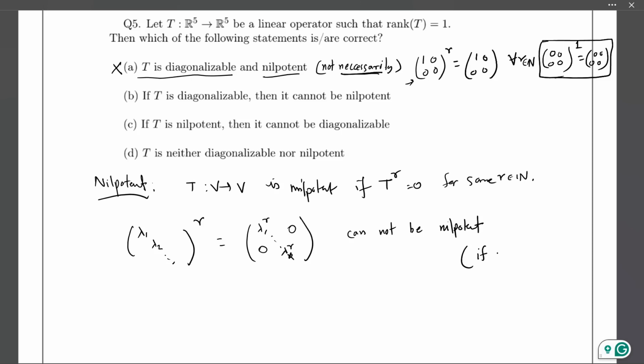We understand it like this. If some lambda i is non-zero, then any power of lambda i will be non-zero. So it is again a diagonal matrix, not zero, so not nilpotent. So this is the explanation for part B, and this is correct. If T is nilpotent, then T cannot be diagonalizable. What about this? This is good.